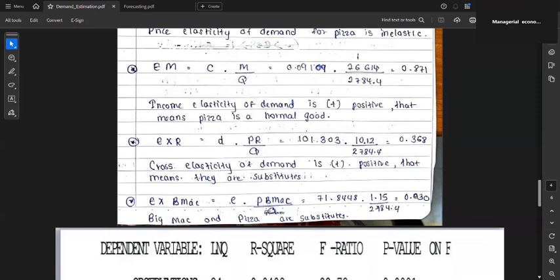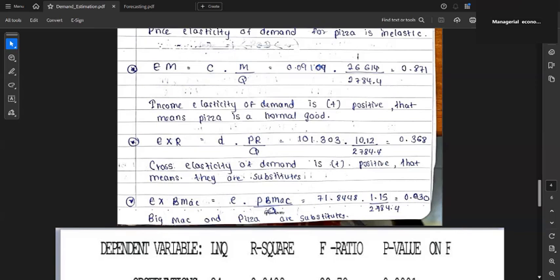Then cross elasticity of demand. Cross elasticity of demand is 0.369, which is also inelastic. In this case, it is positive. This positive means it's a substitute. When the price increases, the quantity of demand increases. So the competitor's good, as shown here, they are substitutes.